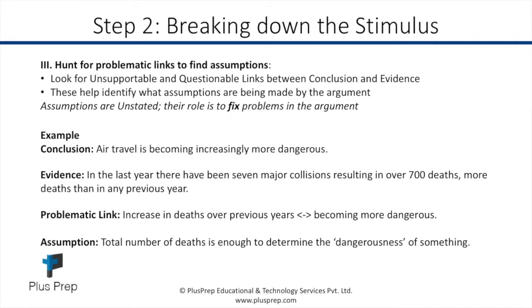So let's look at the example again. The conclusion was air travel is becoming increasingly more dangerous. The evidence was that in the last year there have been 700 deaths. If you notice, the argument talks about air travel becoming more dangerous, but the evidence only talks about collisions, how there are more deaths, right? And the problem here is just because the number of deaths increased doesn't necessarily mean that something has become more dangerous.